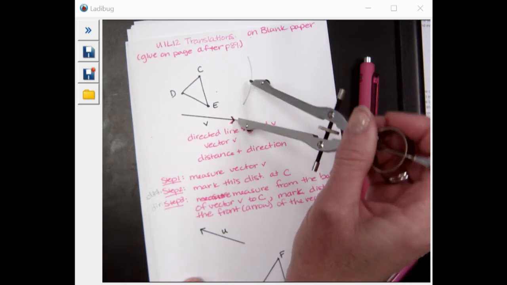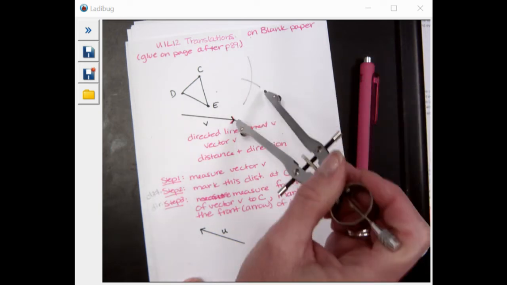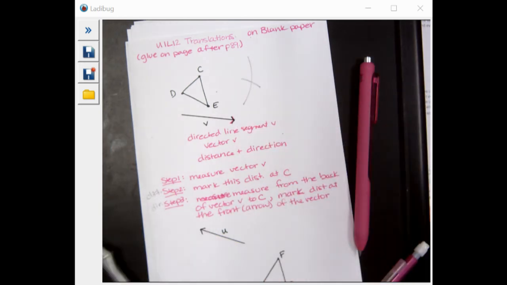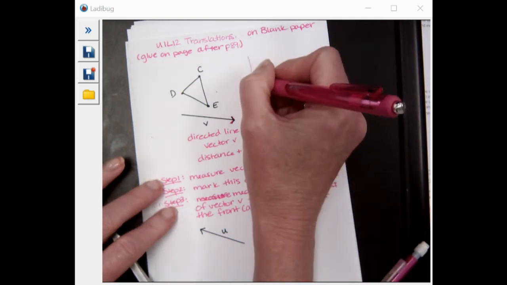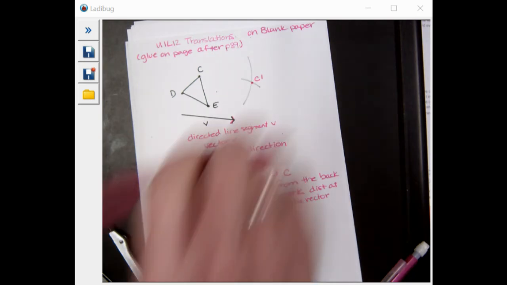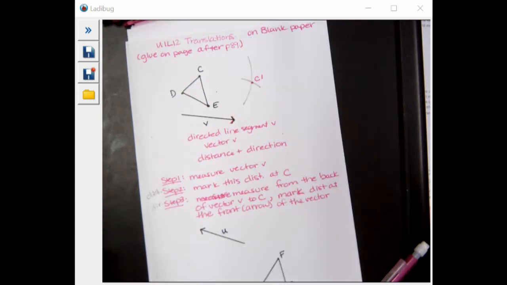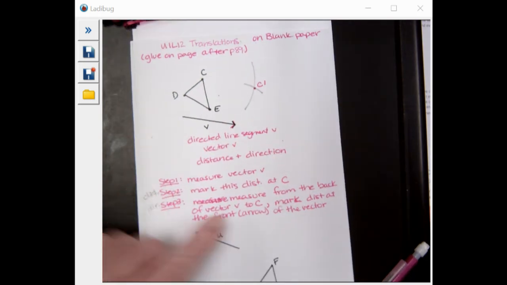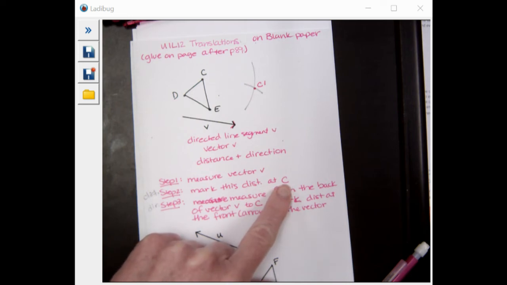C prime will be that same distance from the front. So now this is my C prime. That's where my distance and my direction arcs intersected. So let's do the same thing for E. I'm going to replace this with E.